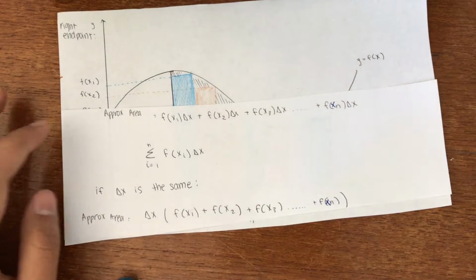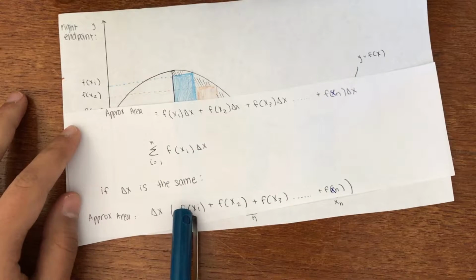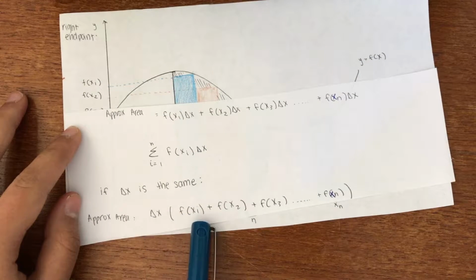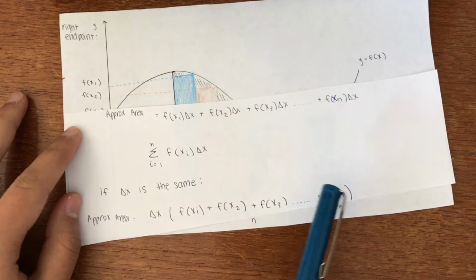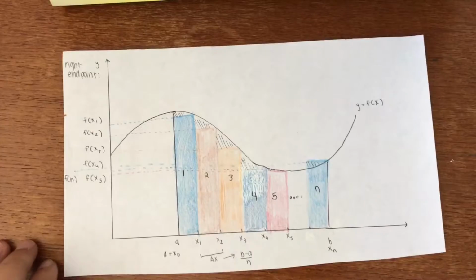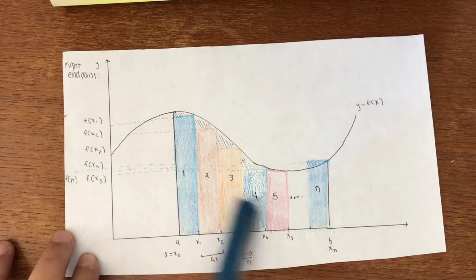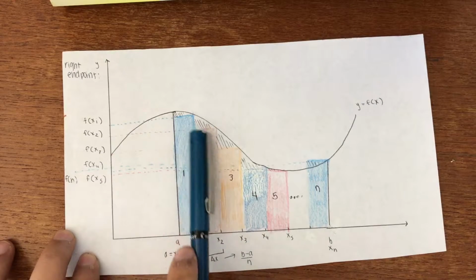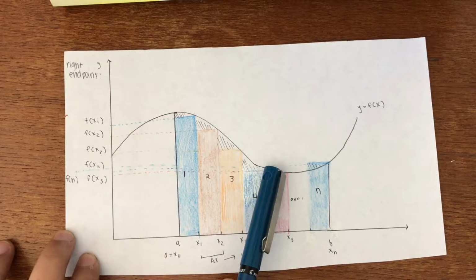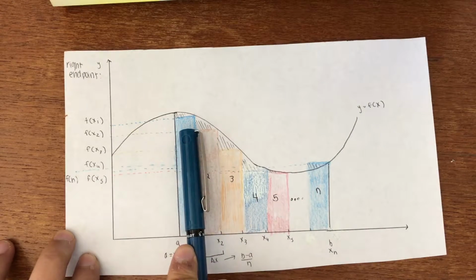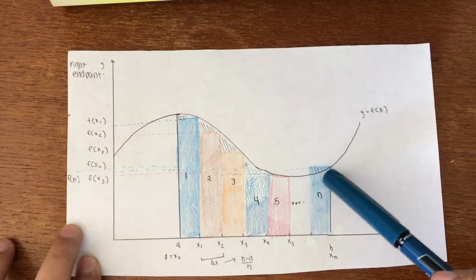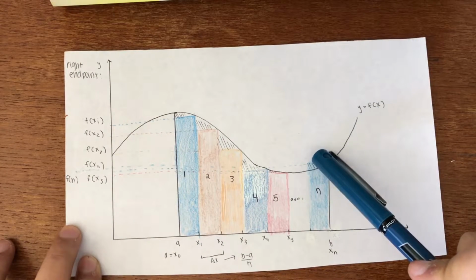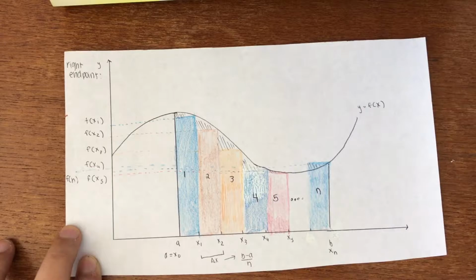A useful trick is that if delta x is the same, you can factor out delta x and add up all the heights and then multiply that by delta x. When using right endpoints to approximate the area, when the function is decreasing, the approximation will be an underestimate. However, when the function is increasing, the approximation will be an overestimate.